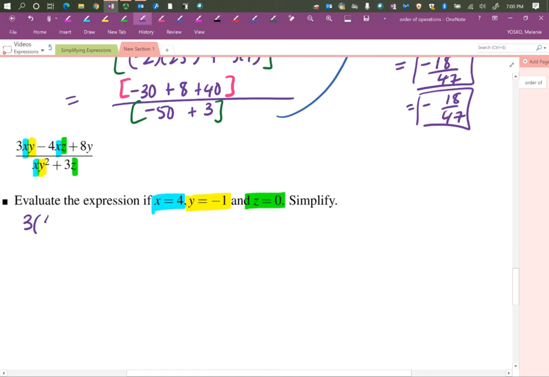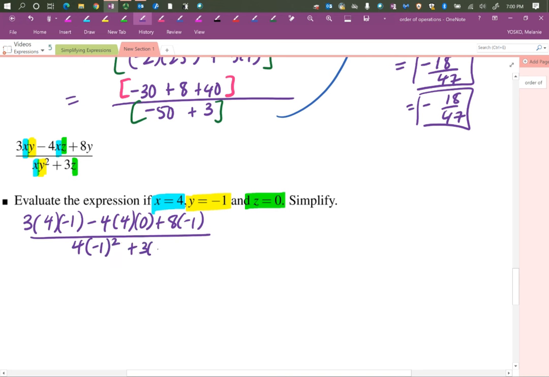So 3 times x, so that's 3 times 4, times y, -1, minus 4 times x, 4 times 4, times z, we get a 0, plus 8 times -1. The whole thing is divided by x, so 4 times y, -1 squared, plus 3 times z, which is 0. Okay, so the z's, there were two places where it is a z, we put a 0 there. X, we have that 4, and this 4, and this 4. And then y's, we plugged in a -1, and a -1, and a -1.